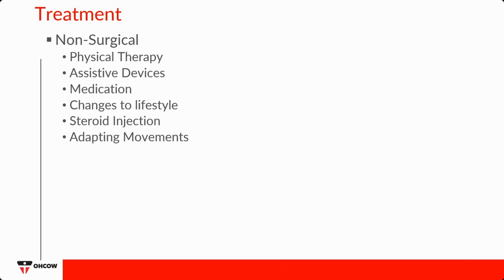The second line treatment is pharmaceuticals: over-the-counter Tylenol, anti-inflammatories taken on a regular basis. That's if first line failed, then you're going to move to medication. You can move to prescription anti-inflammatories on a more regular basis. And either that works or doesn't work.